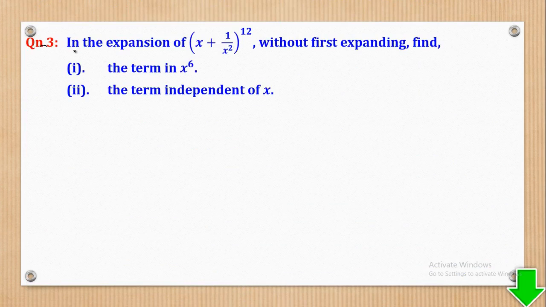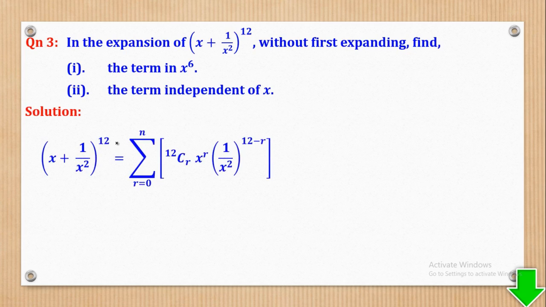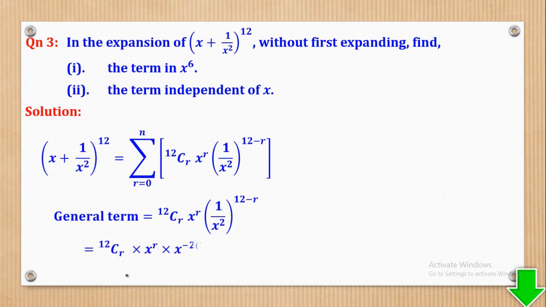Then question 3 says, in the expansion of this, without first expanding, find Roman 1, the term in x power 6, and Roman 2, the term independent of x. So still you quote the formula. So this is 12 combination r, then this one to power r, and this one to power 12 minus r. The general term will now be equal to that. Simplify by using the rules of indices and collect like terms, same base, you add the powers to come up with this.